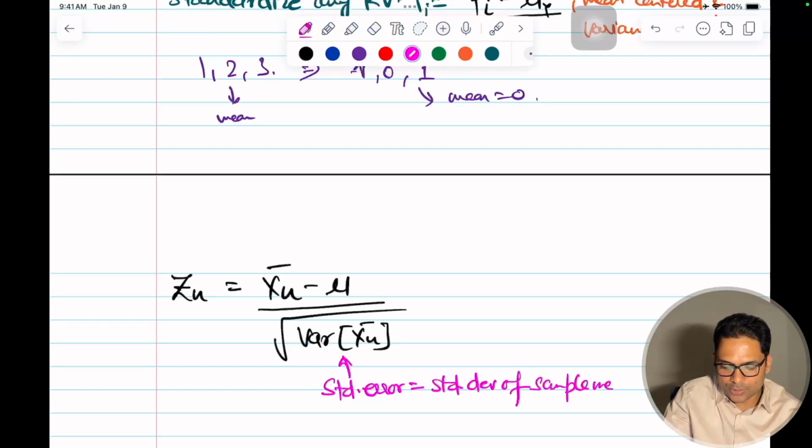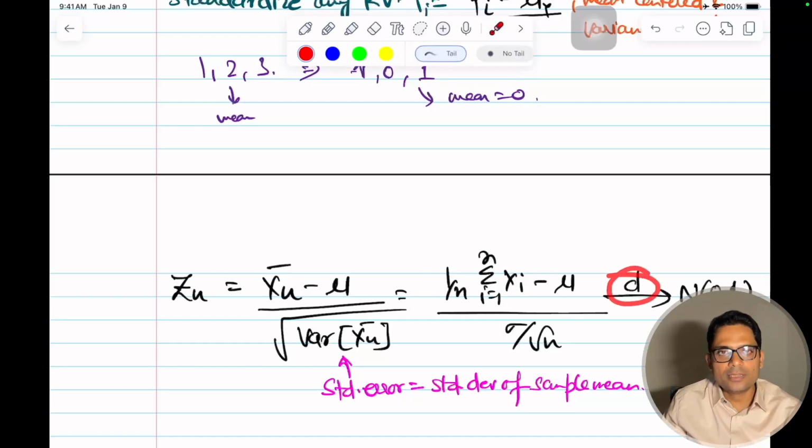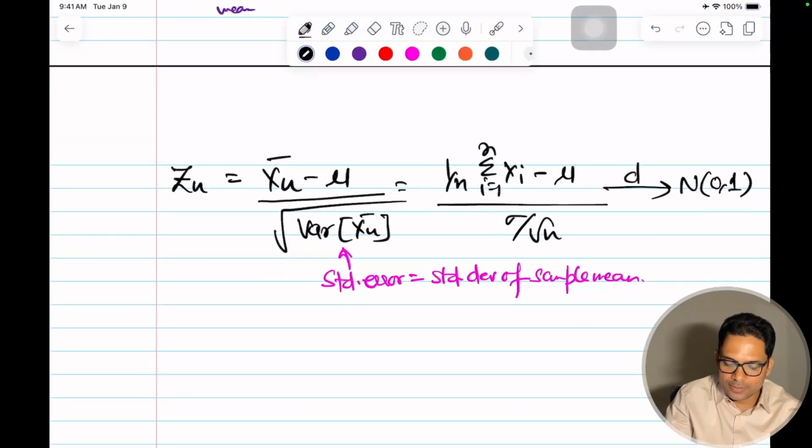I'm just repeating the point so that it becomes very, very clear and you don't forget this. So this is your 1 by n sigma i equal to 1 to n xi minus mu, and this will be sigma by root n because that was sigma square by n. And after standardizing, we say that it will tend to a normal or Gaussian distribution 0, 1. And what does this d mean? This d denotes convergence in distribution.